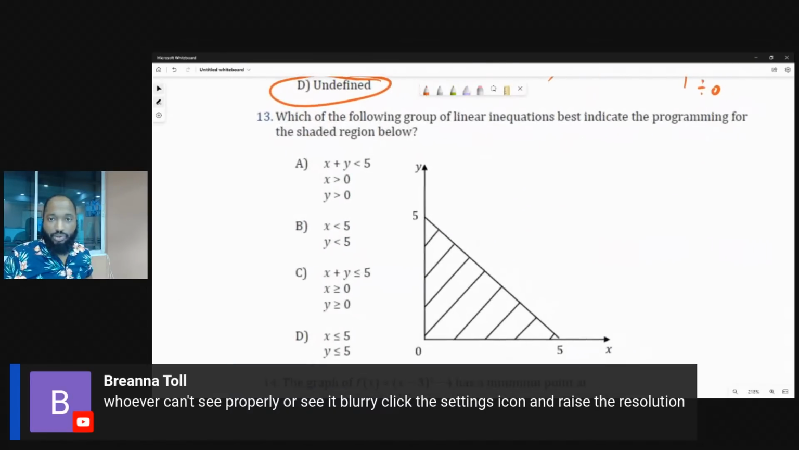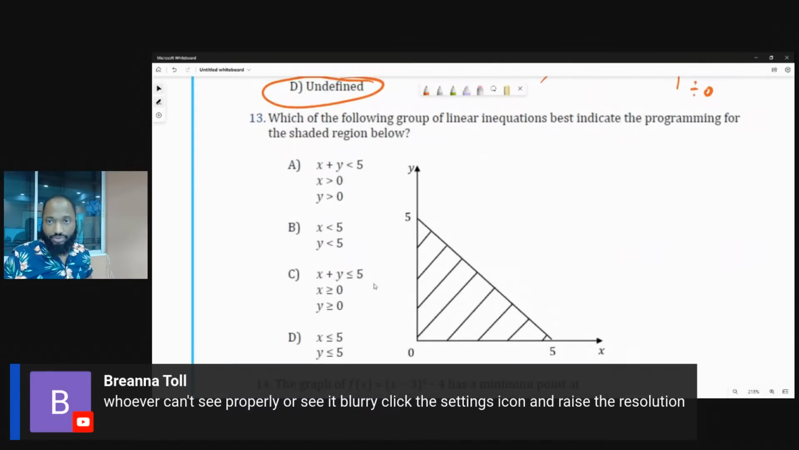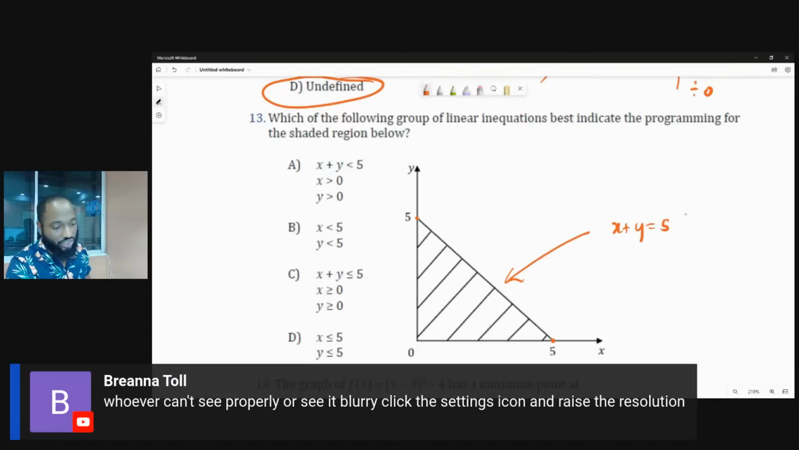Which of the following group of linear inequations best indicate the programming for the shaded region below? So this line touches at 5 and touches at 5. So this is the line. x plus y is equal to 5. This is a shortcut how to draw these kind of lines. And you should know that from linear programming.